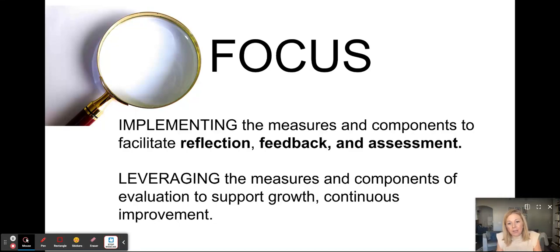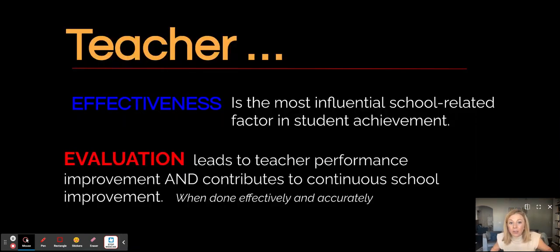How can we implement them in ways to really support that growth and continuous improvement? So that's our focus for Module 4.